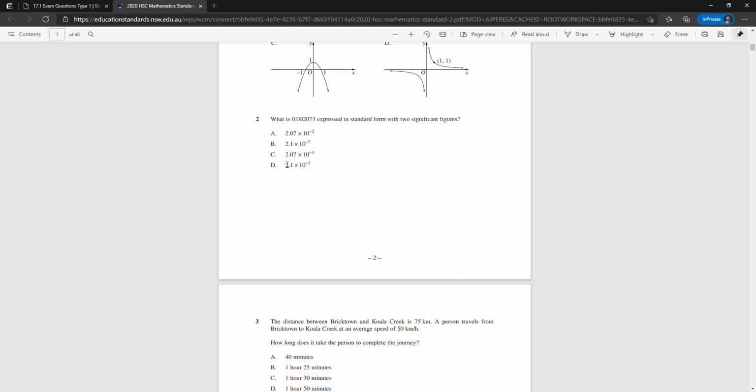So you would have 2.1 here, and then because the number was less than 1, it's a decimal number, so what we'll do is it would be 10 to the power of minus 3. So the answer would be D.